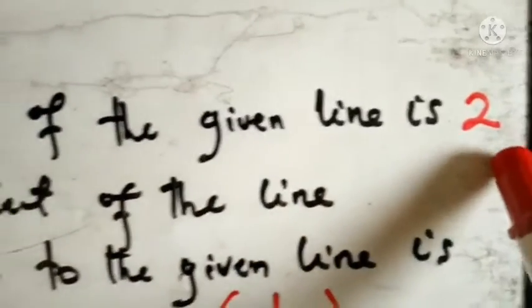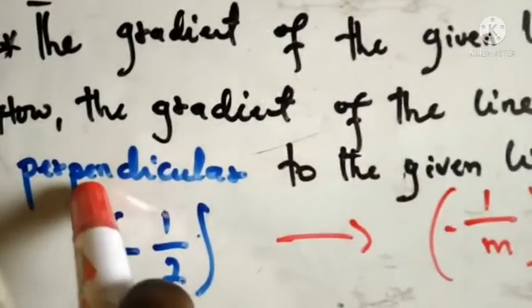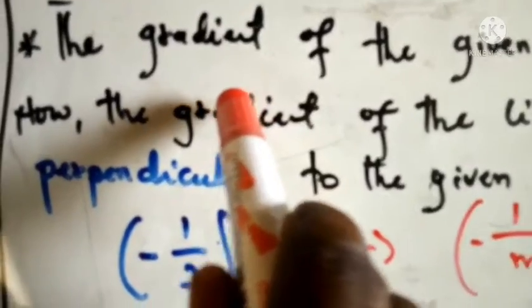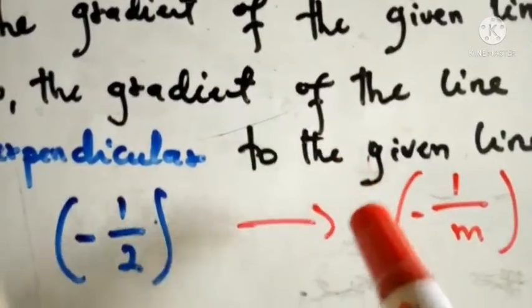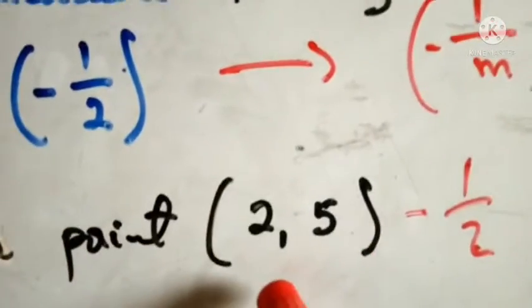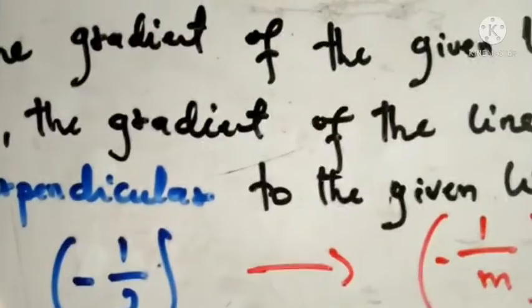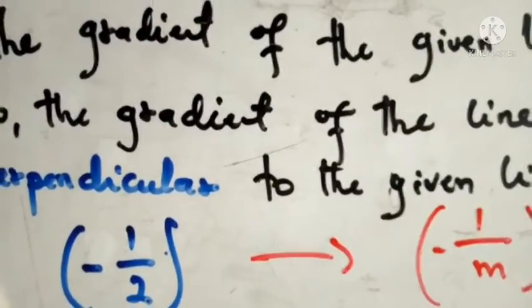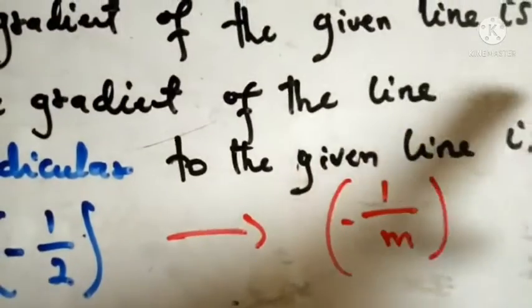What that in English means is that we have the gradient of one line to be 2, and the equation of the line that we are looking for is perpendicular to what has been given to us. So for that perpendicular line, we need a gradient. Remember, we need a gradient and a point. Of course, we are given the point to be (2, 5). So the only thing we need here is the gradient. And how do you get the gradient here? That's why I said it's a negative reciprocal.